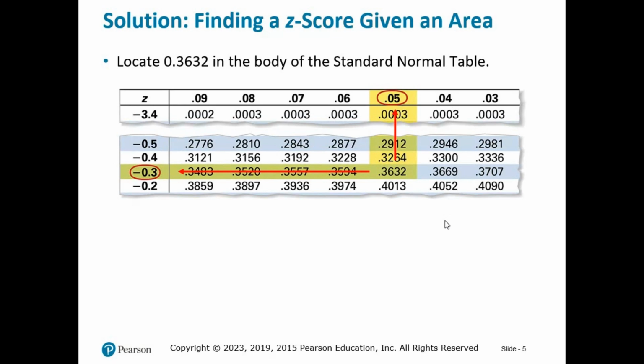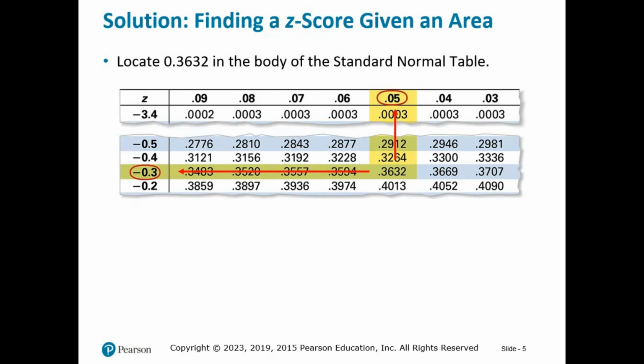In this case, we found 0.3632 in the standard normal table, then looked across and found the beginning part of our number, negative 0.3, then looked up for our column header, or the rest of the number, the hundredths place, 0.05. So our entire number is negative 0.35.